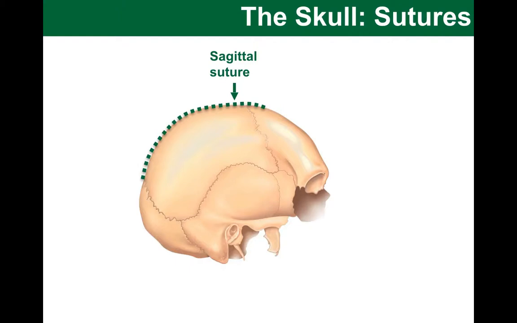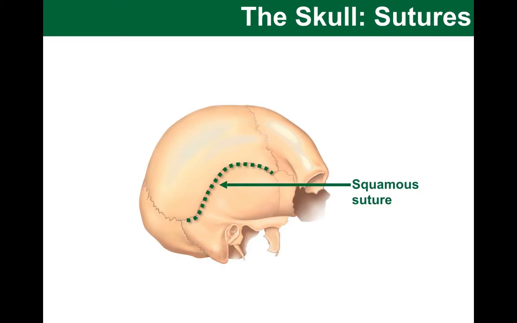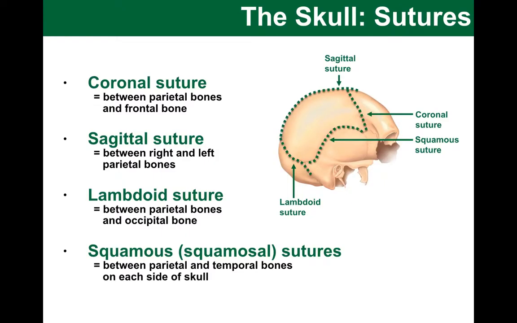Now, here's a fun word. The lambdoid suture separates the occipital bone from the parietal bone and continues a little down even with the temporal bone. Finally, the squamous suture. This separates the temporal bone from the parietal bone. And here is a good summary of these if you wish to have all this information on one slide.